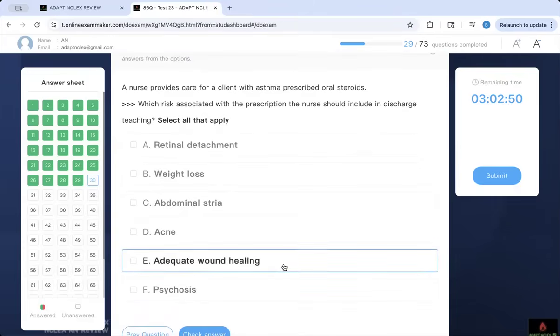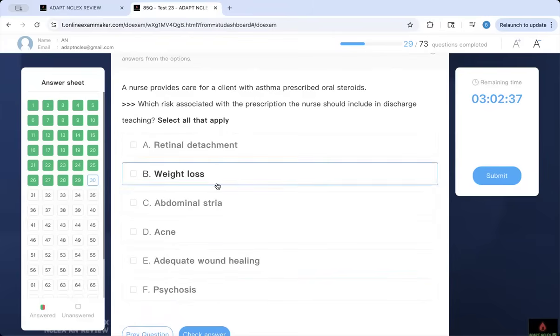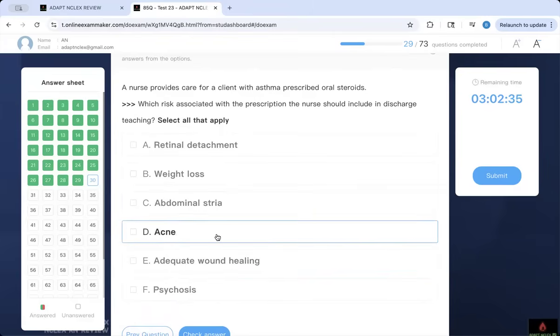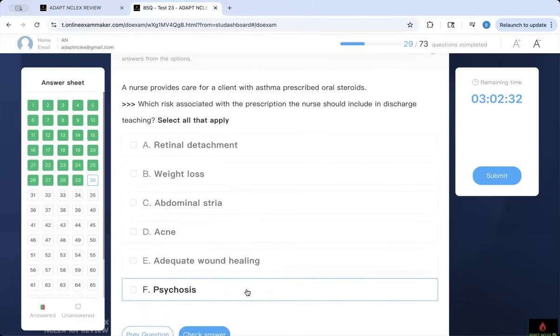And let's provide care for a client with asthma who is prescribed what? Oral steroid. You're taking steroid. Which risks associated with the prescription should the nurse include in discharge teaching? That means if you take steroid, what are the side effects? Retinal detachment, weight loss, abdominal striae, acne, inadequate wound healing, and psychosis. What it means is the same thing. Change it to Cushing. If you're taking steroid, you are like a Cushing patient. Answer it like a Cushing. What are the things you know about Cushing? Use it to answer the same question.